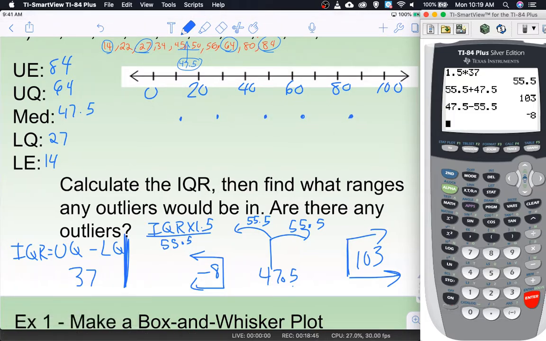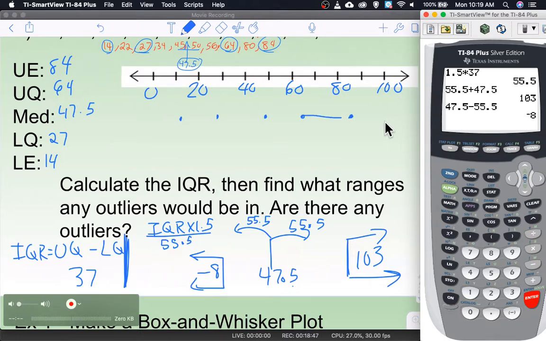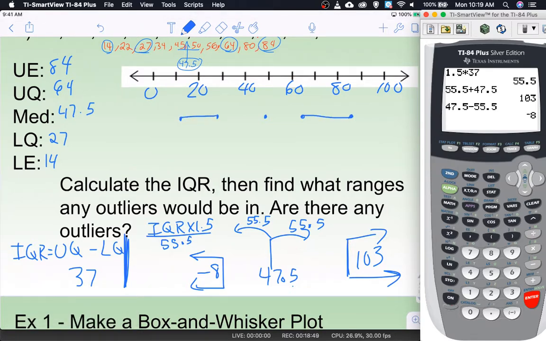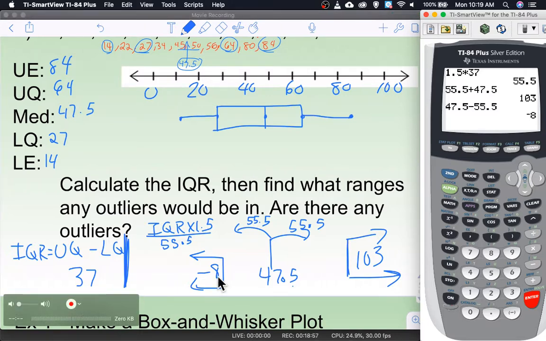So now I'm making my box and whisker plot up above. Whisker, whisker, box, median. Okay, I want to talk through this because I messed up once and I'll make sure we're good. We found the interquartile range by taking the upper quartile minus the lower quartile. That is called the interquartile range, the range of the box, essentially.